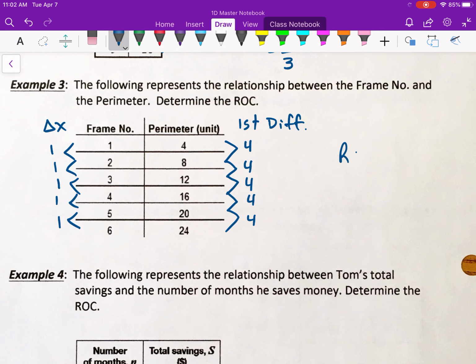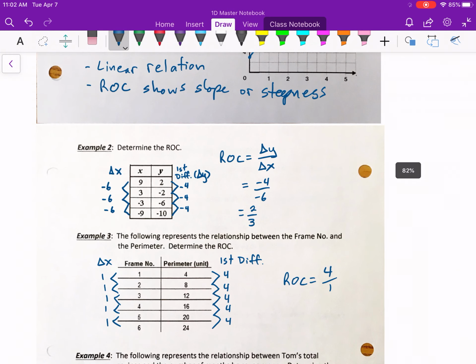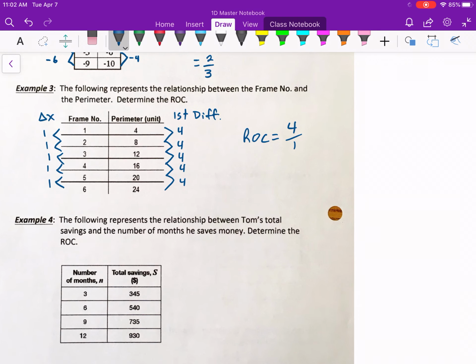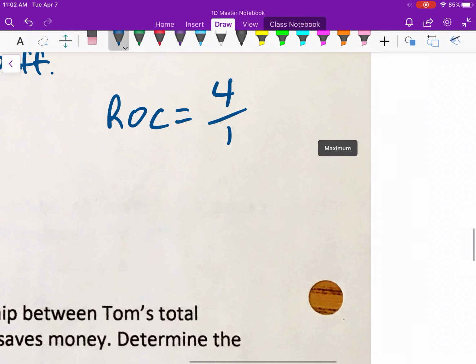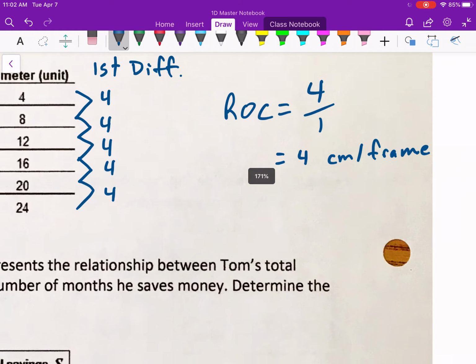So the rate of change is 4/1. As far as units go, because that is a useful thing in this case to help round out our picture, if it's 4/1, that's as reduced as I can make that fraction, but it's 4 centimeters per frame. That would be my units. So what that tells me is that each time I go from one frame size to the next one up, it's going to get 4 centimeters bigger.